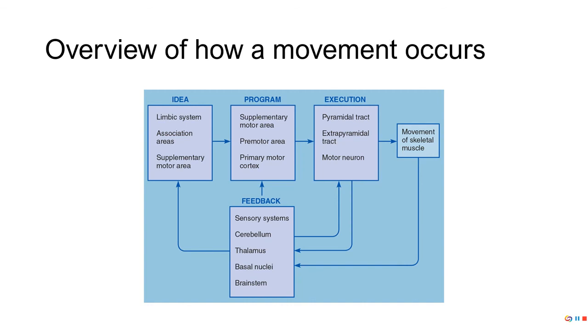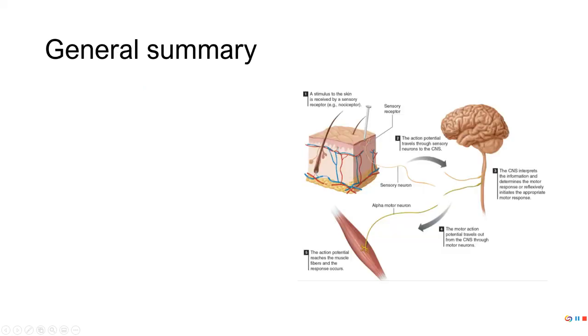As you can see from the schematic, performing a simple movement is actually quite complex. The reason I say that is, if you look at this, we've got four main areas, but each of these areas has multiple parts of the central nervous system that are activated in order to ultimately produce movement of skeletal muscle. So simply put, a movement occurs in the following way.